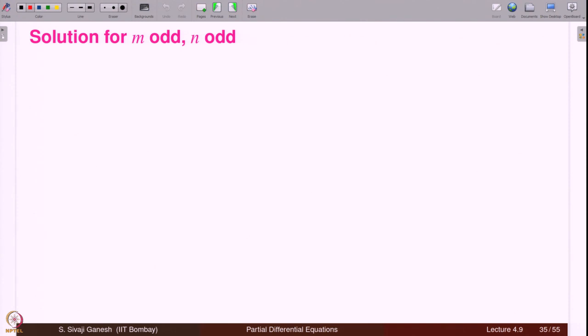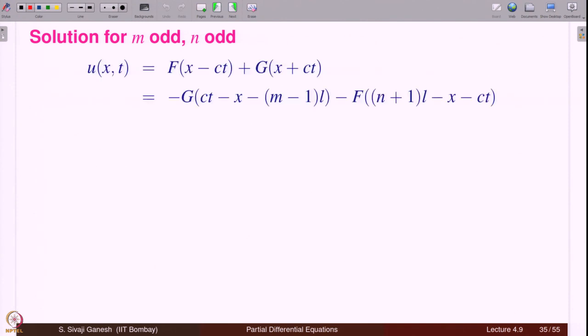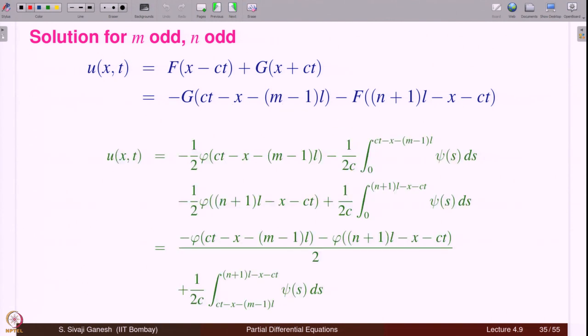So, let us see m odd and n odd, again mixing the formula for f, f is this, g is this. So, this is the expression. Now, I am going to substitute the values of g and f that I know and that becomes this. This is the formula.